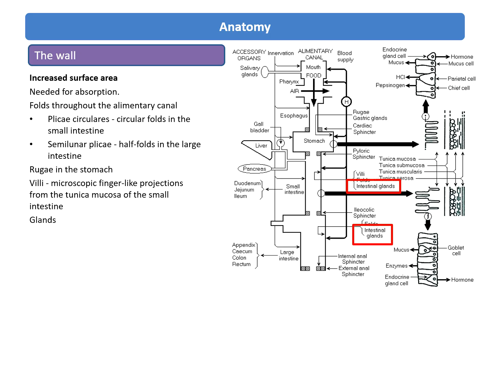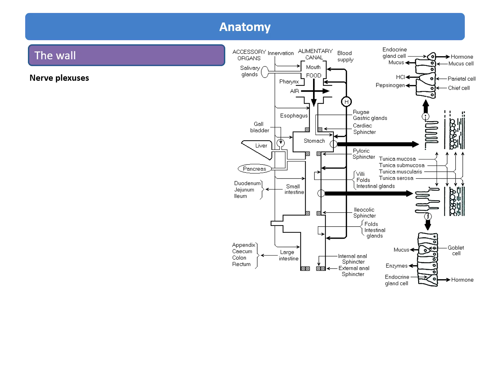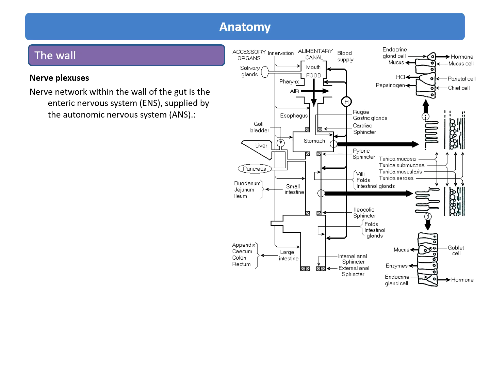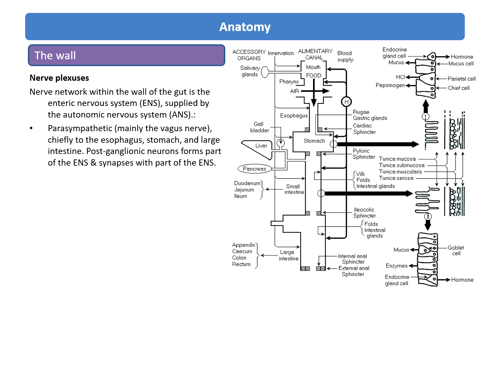What about glands? Well, many glands exist, as we've mentioned. Then there are the nerve plexuses. These are nerve networks within the wall of the GI tract. It forms something called the enteric nervous system. It's supplied by the autonomic nervous system.